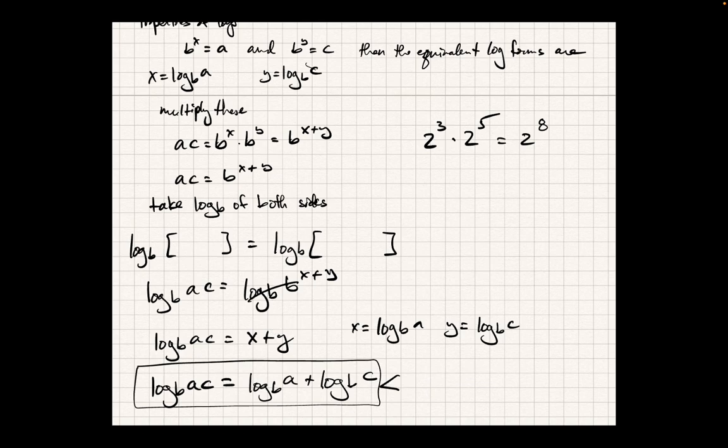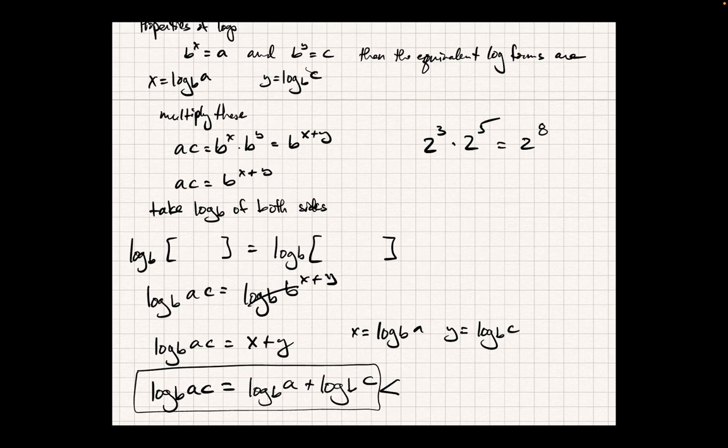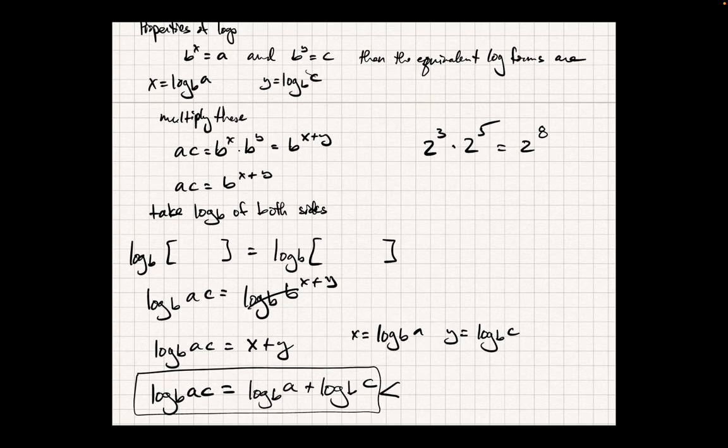Are you good with that, Warren? I think I get it. Thank you. So this is just to show you where this comes from. You'll need to know this property. So this property should go on your index card, but this is where it comes from.